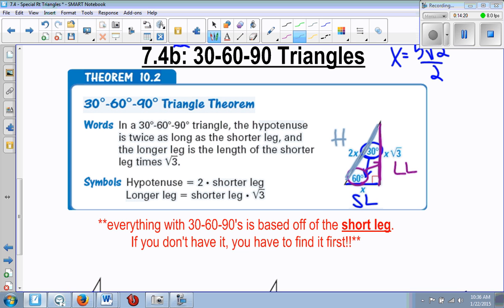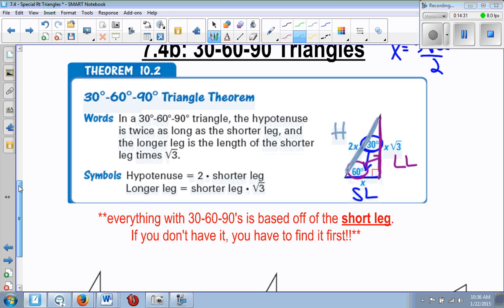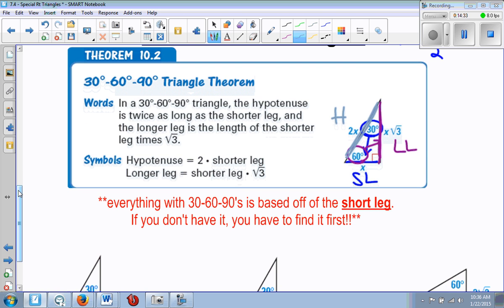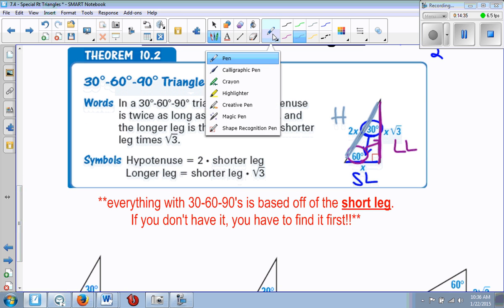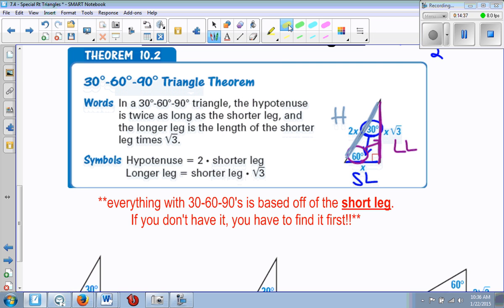So H, hypotenuse. In any 30, 60, 90, there are three lengths you could be asked for: short leg, long leg, hypotenuse. So what we need to understand is that all of these things are based off of the short leg. So if you don't have the short leg, you have to find that first. If you have the short leg, the problem actually isn't that difficult. In order to find the hypotenuse, all you're going to do is double the short leg.